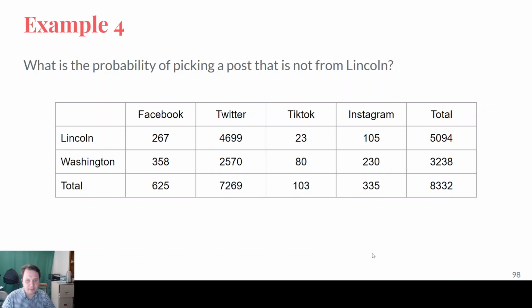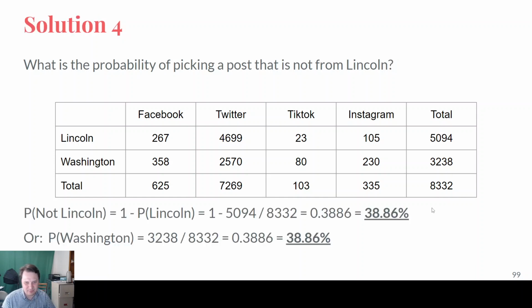Example 4: what is the probability of picking a post that is not from Lincoln? Now we're going to use these totals over here. The way you do it is you can either just take Washington and divide it by the total, since we're doing not Lincoln. Or again, you could do the complement, the total minus Lincoln, which would give you Washington, and then do that number divided by the total.